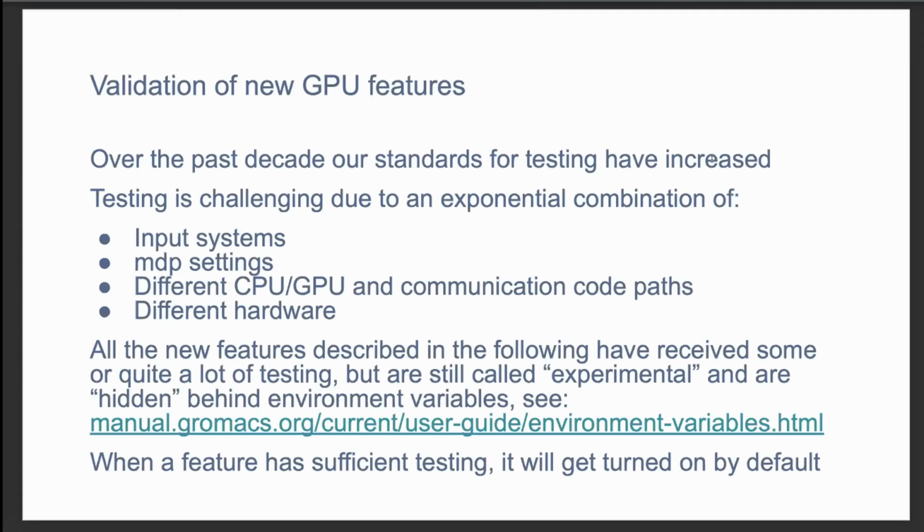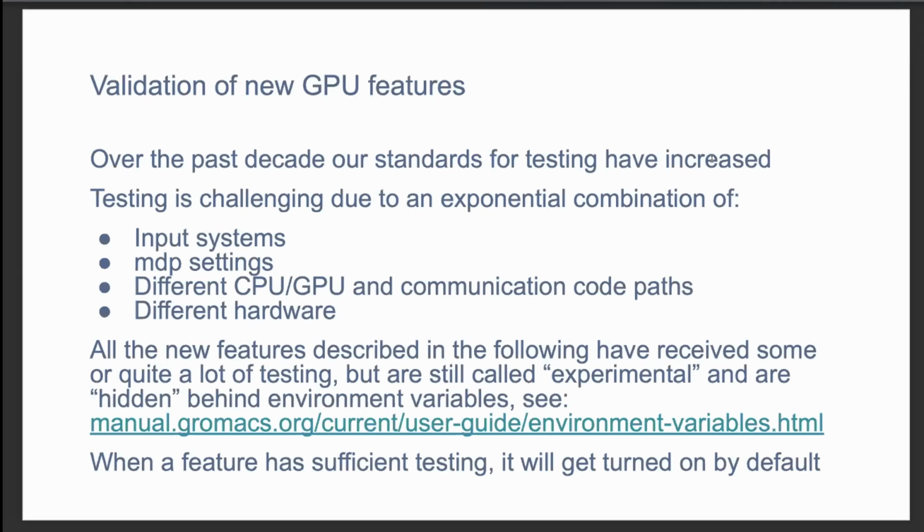So the main issue here is that testing is very challenging due to an exponential combination of types of input systems. Then different MDP settings, you can have like different electrostatics methods or different couplings and so on. Then there's different CPU, GPU combinations and communication code paths. So you can run part of your calculation on the CPU, another part on the GPU. You can switch that around. Then you can communicate in different ways or not, and so on. So that's very many different combinations, and then there's different hardware on top of that. So all these things multiply. So there's a lot of different code paths that can be taken, and this makes testing challenging.